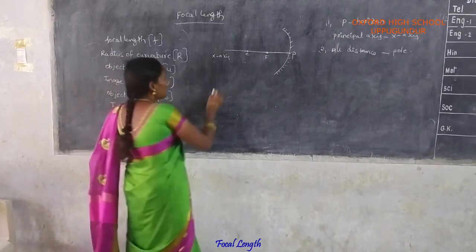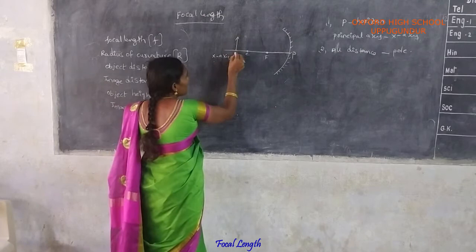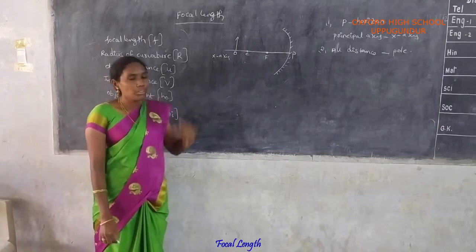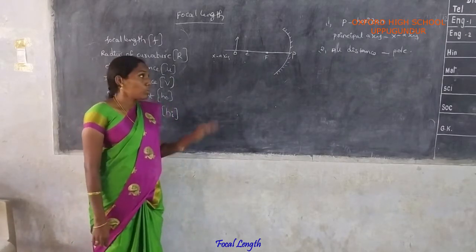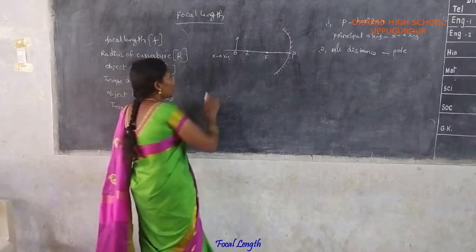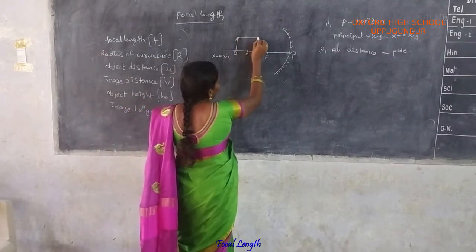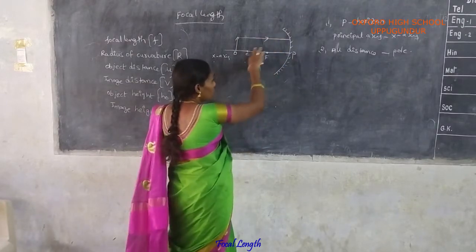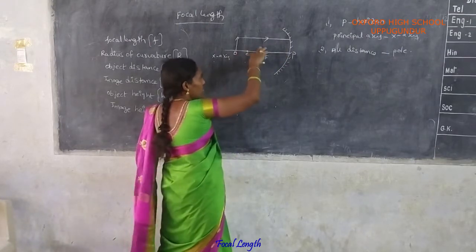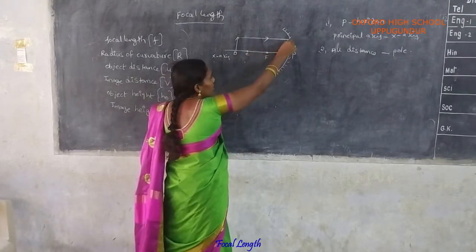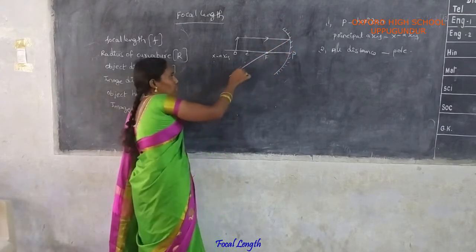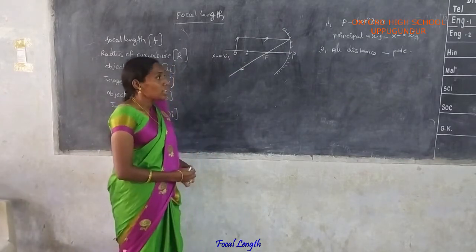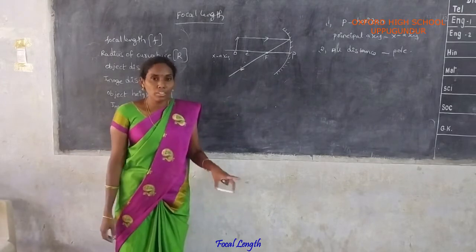For example, if the object is placed beyond the center of curvature, here O indicates the object, amma. How to find out the object distance? See now, the light coming from the object is incident on the concave mirror. After that, the reflected ray passes through the focus. This is the reflected ray and this is the incident ray. The second point is all distances should be measured from the pole.